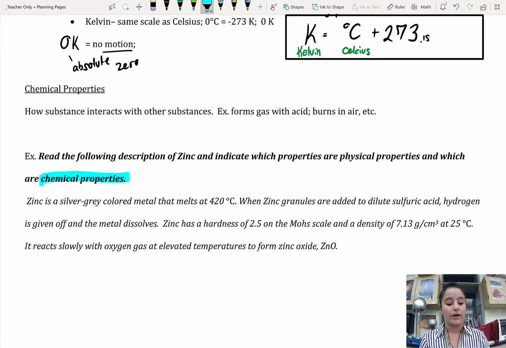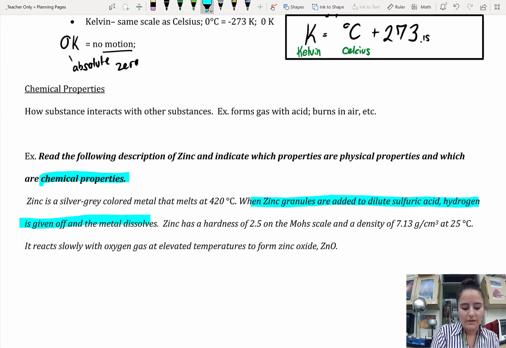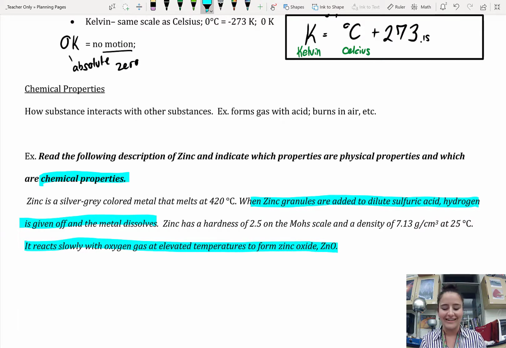So zinc is a silver gray colored metal that melts at 420 degrees Celsius. When they're added to dilute, we're talking about chemicals. Hydrogen is given off and the metal dissolves. That's a description of what it does chemically. So it's a chemical property. It also reacts slowly with oxygen gas to form zinc oxide. That is a chemical property.